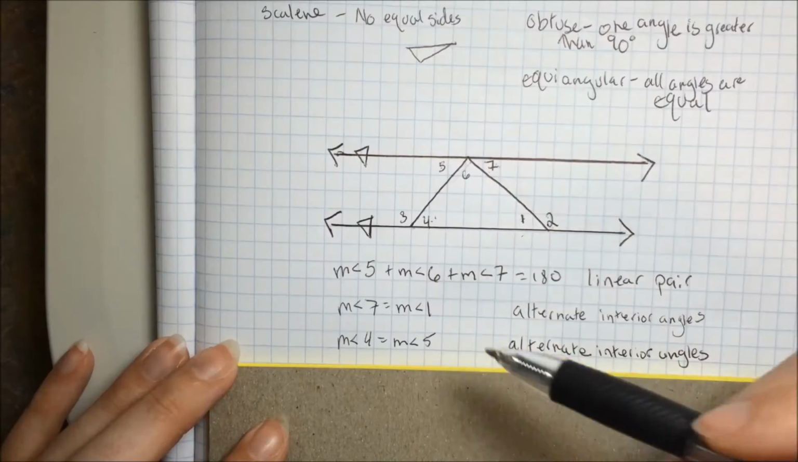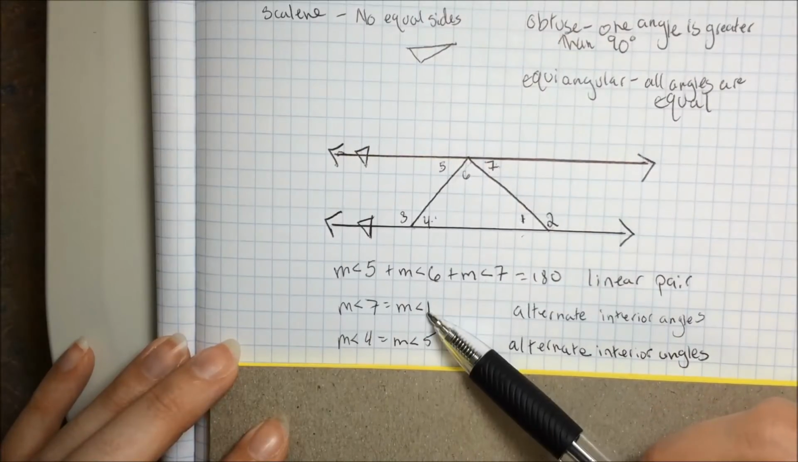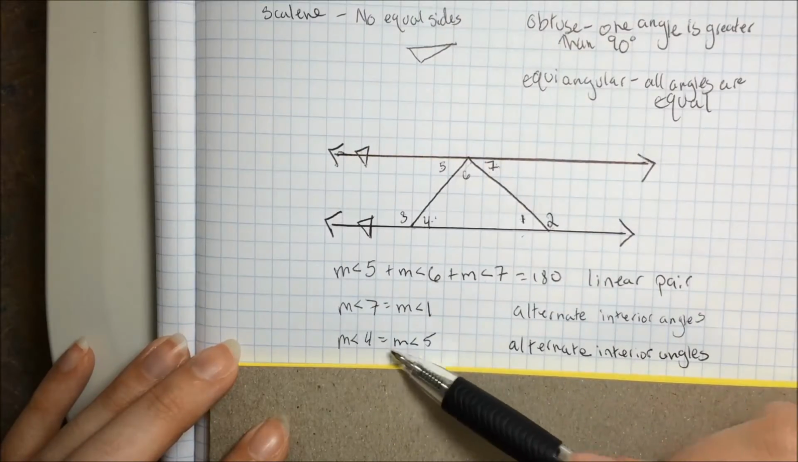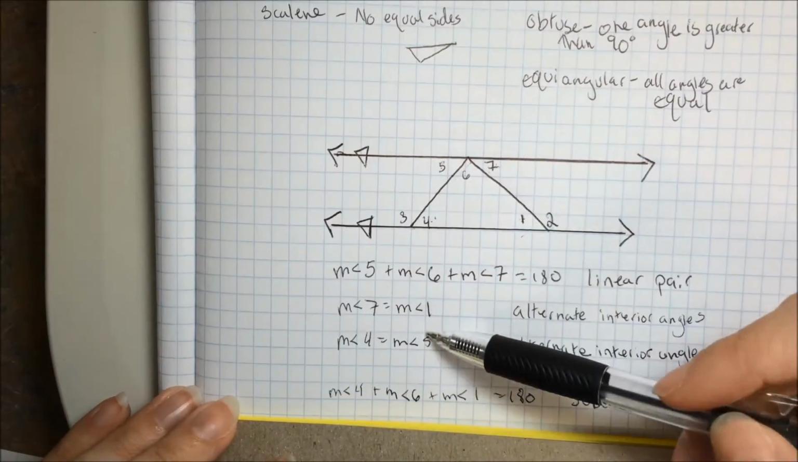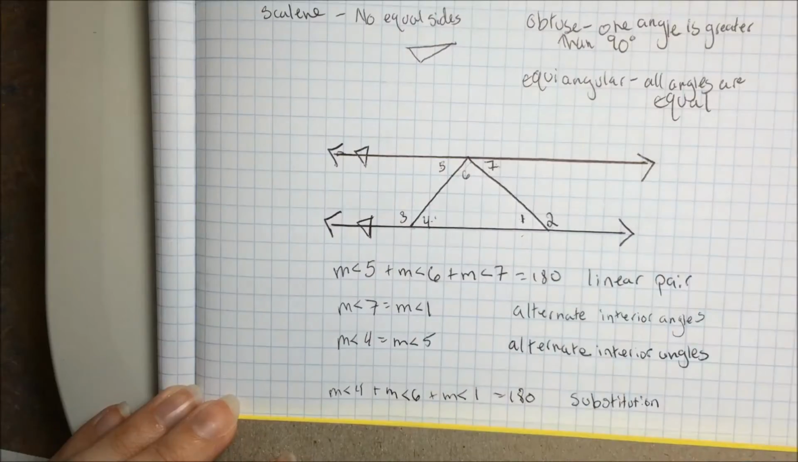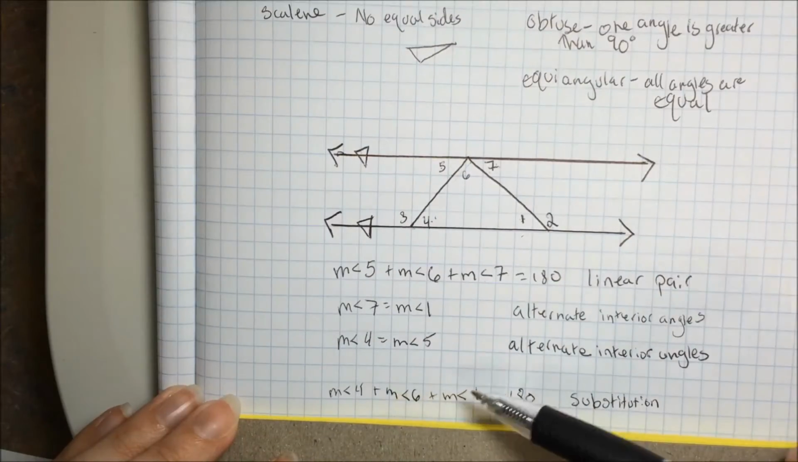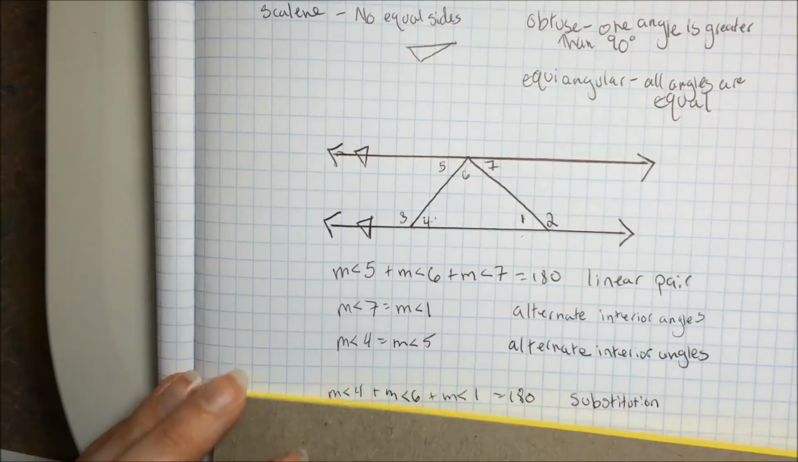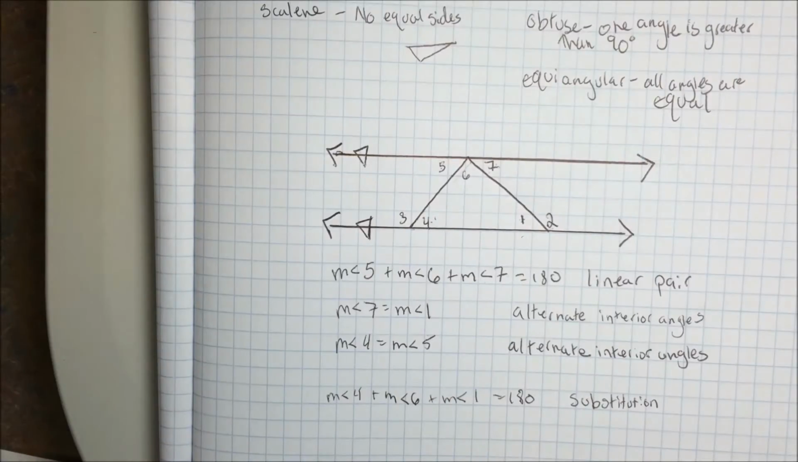Now I can do some substitution. I can replace 7 with 1, and I can replace 5 with 4. Because 5 is equal to 4, I can put 4 in for 5, and I can put 1 in for 7. And 4 plus 6 plus 1 equals 180 by substitution. So this is why triangles add up to 180.